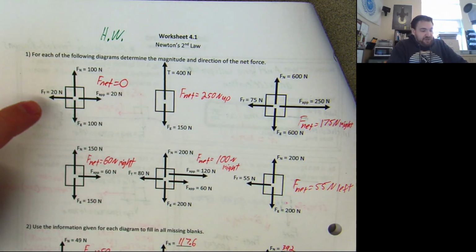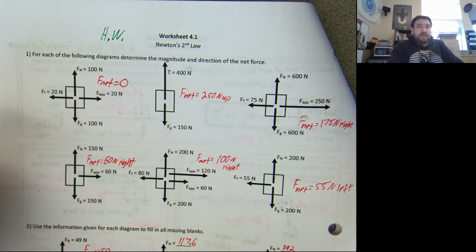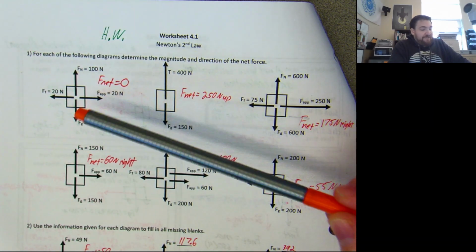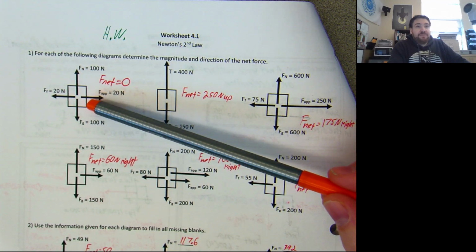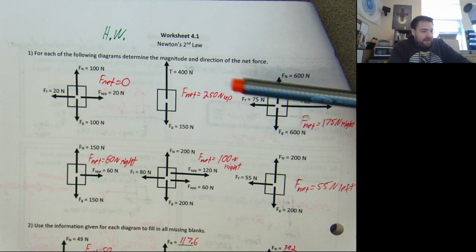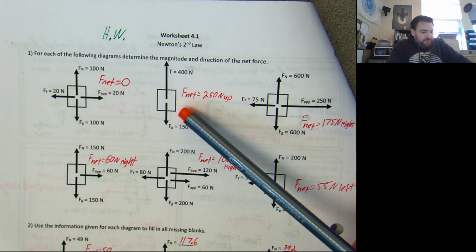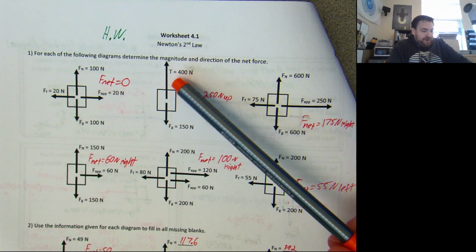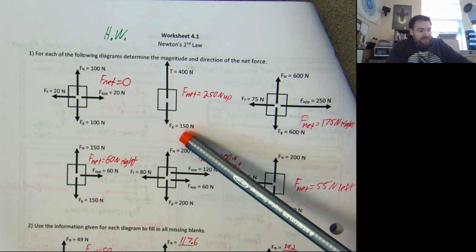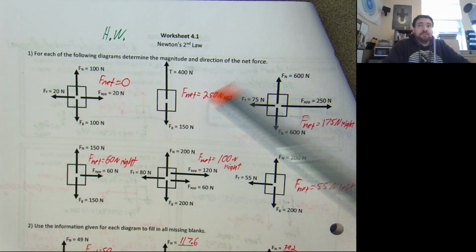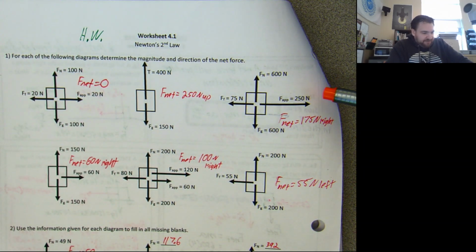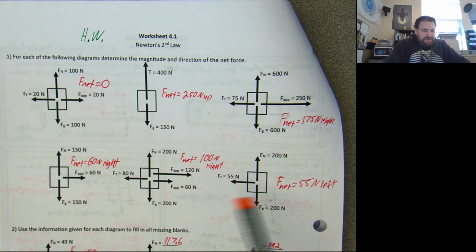There's no net force here because in every direction you have balanced forces: 100 up, 100 down, 20 left, 20 right. F net here is 0. So if this object is not moving, it is not going to move. This one's going to have a 250 Newton force up because it's a 400 up and 150 down. So this one minus this one is going to give you the 250. This one's going to be 175 to the right: 60 right, 100 right, 55 left.